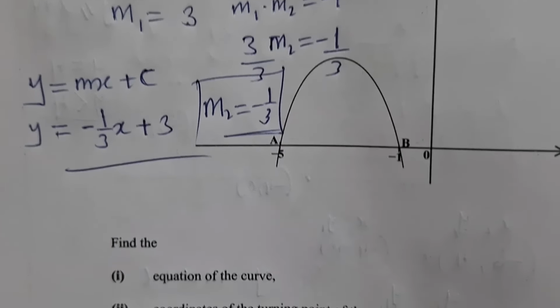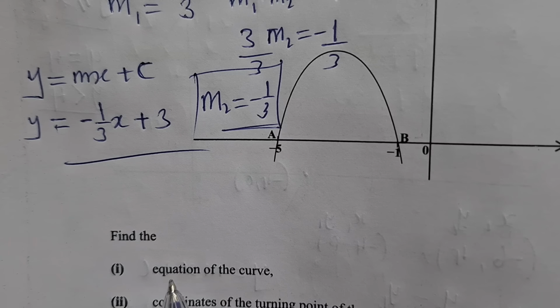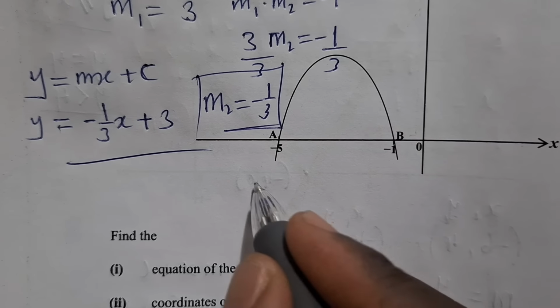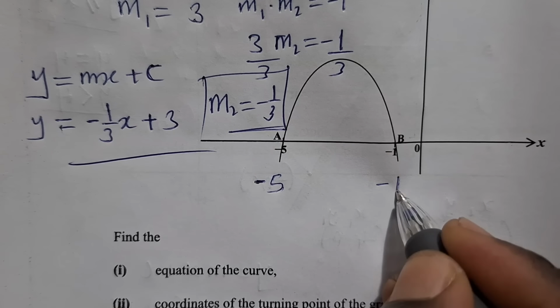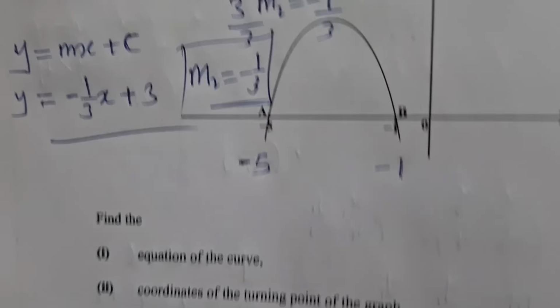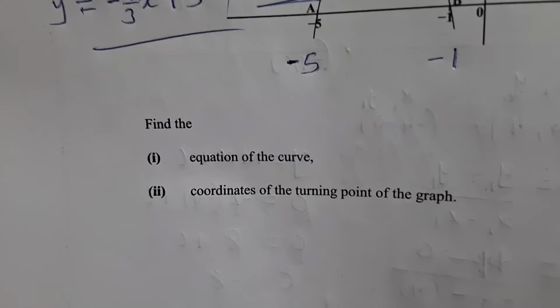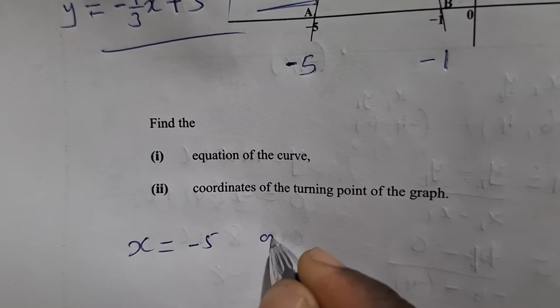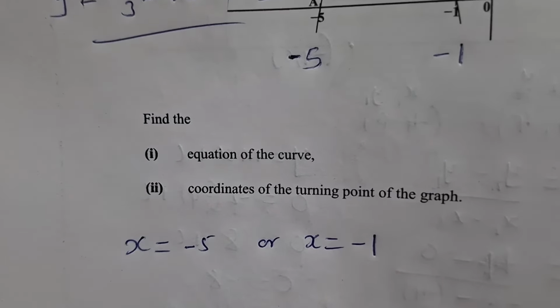We go to the next question. They are saying find the equation of the curve. So this is a curve you're able to see. We've got negative 5 here and we've got negative 1. So to find the equation which is forming this curve, we get the values. So we shall say x is equal to negative 5 or x is equal to negative 1.